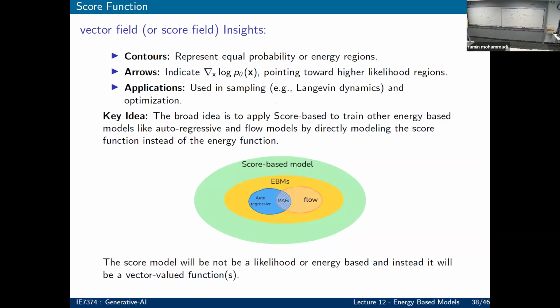But one thing to remember is that all of these things we have seen so far, basically energy-based models, autoregressive models, flow models, these are all energy-based and these are all score-based. Score-based is actually a bigger family that covers all of those: energy-based, autoregressive, and flow.